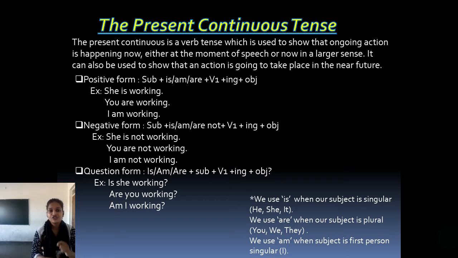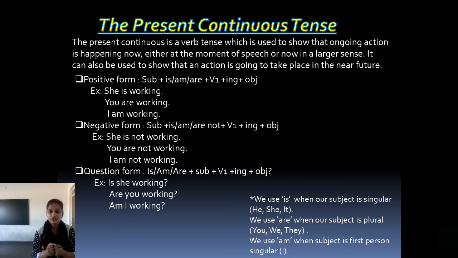So for example, she is working. She is singular, so we use is here and verb's first form plus ing, working. You are working. You is plural here, so we use are and verb's first form plus ing, working. I am working. We use am with I and verb's first form plus ing.